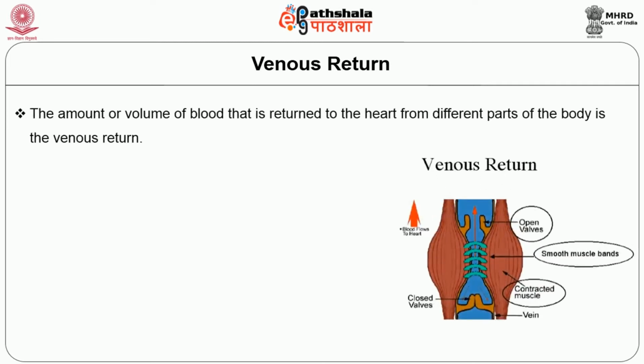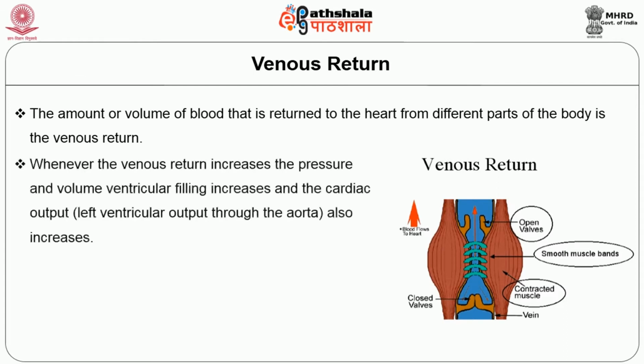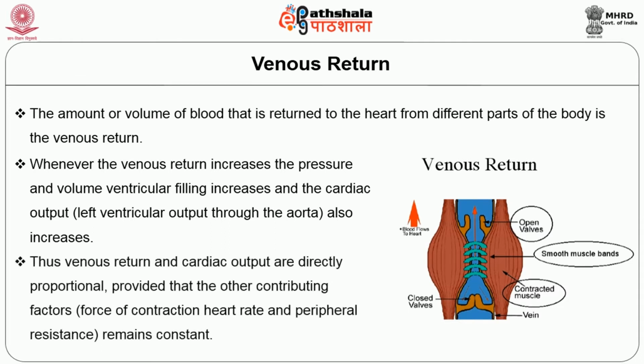The amount or volume of blood that is returned to the heart from the different parts of the body is called the venous return. Whenever venous return increases, the pressure and volume of ventricular filling increases and the cardiac output, that is left ventricular output through the aorta, also increases. Thus, venous return and cardiac output are directly proportional, provided that the other contributing factors such as force of contraction, heart rate and peripheral resistance remain constant.